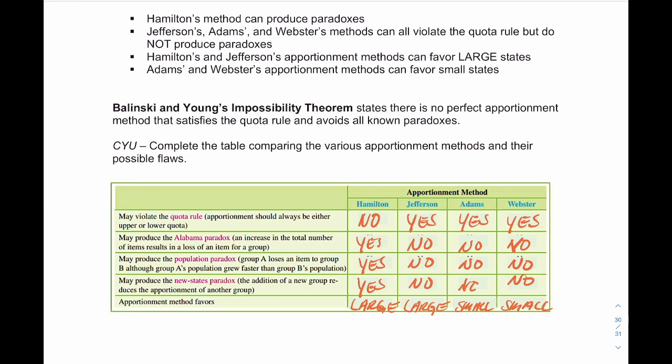And that's it for 14.4. I hope you've enjoyed this chapter and learning about different ways to vote and different ways to apportion, and also that there are flaws with all of the methods, both voting and apportionment.